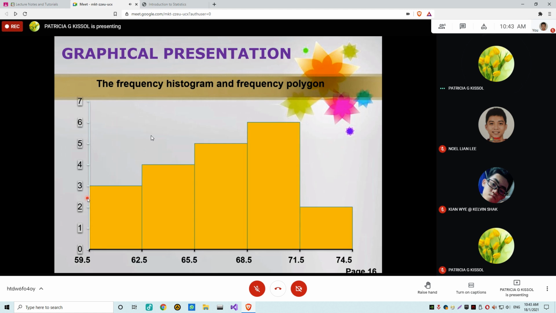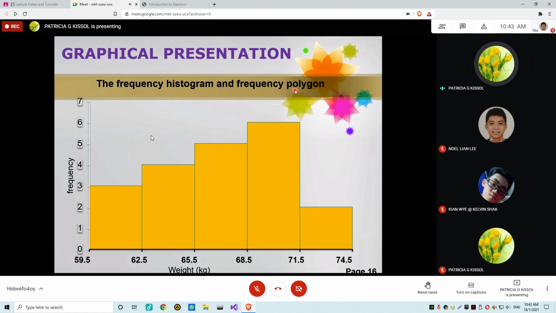in what we call the frequency histogram, whereby you can see 59.5 to 62.5 is the value of 3. 62.5 to 65.5 has the value of 4, and then 5 and 6 and 2. So this is what we call a histogram. It's a frequency histogram because it's based on the frequency. And of course, here is the weight in kilograms.